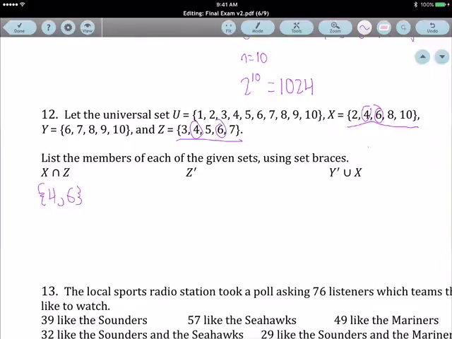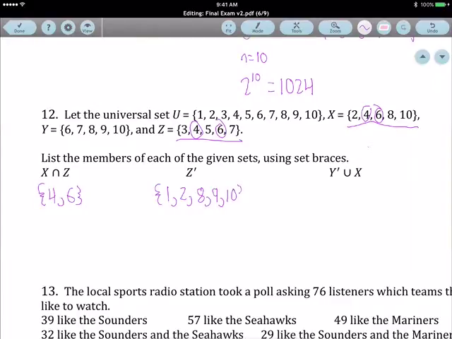That little apostrophe, remember, means it's not in that set, but it is in the universal set. So in this case, what's in the universal set that's not in set Z? Correct.